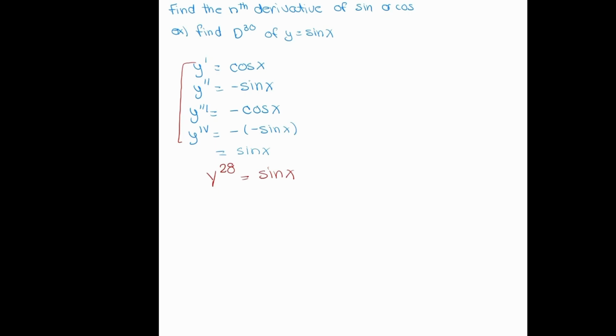D30, or derivative 30, is 2 more down the pattern. So 1, 2 more down the pattern. So this would be derivative 29, and this would be derivative 30. So we can say that the 30th derivative of sine x is equal to negative sine x. So it really is as simple as finding the pattern. We can do this for any number of derivatives so long as we find the pattern. It's just a matter of finding the number that's divisible by that.